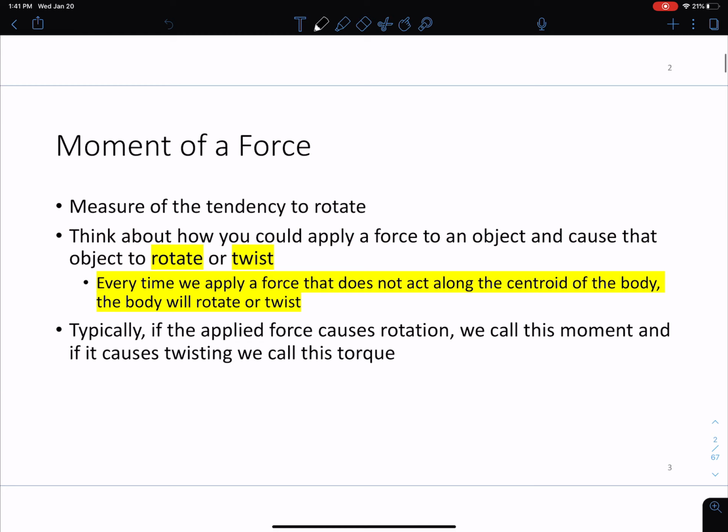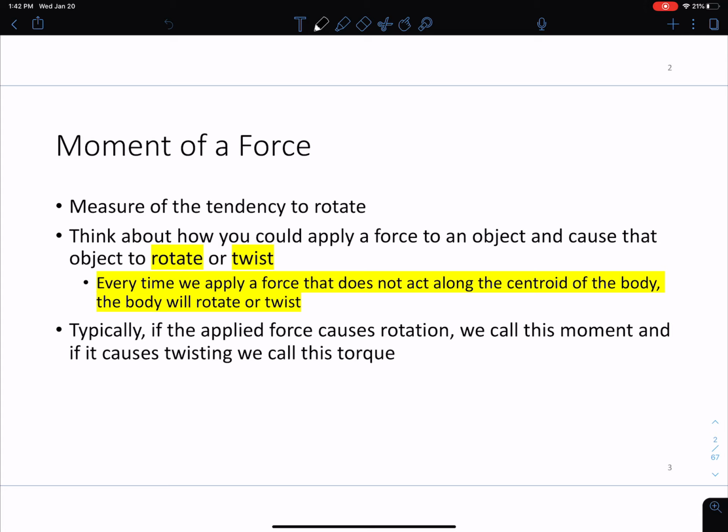Okay, so to start with, a moment of a force is basically a measure that talks about the tendency of rotation. So how likely is it that a component or a system is going to experience some kind of rotation? And that's what a moment tells us, okay? So what you want to think about here is we can apply this rotation along different types of axes, either the x-axis, the y-axis, or the z-axis.